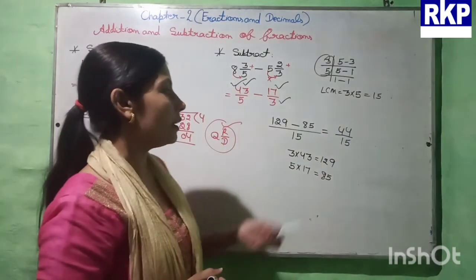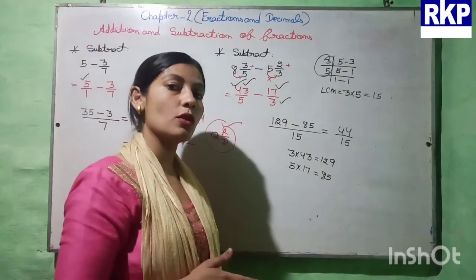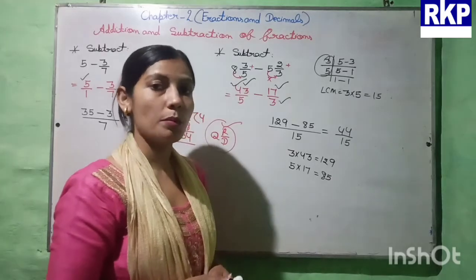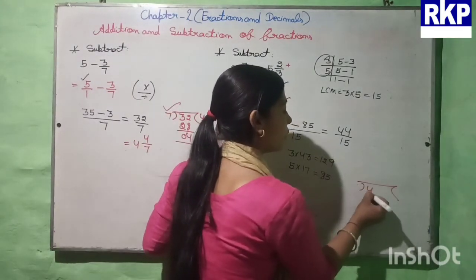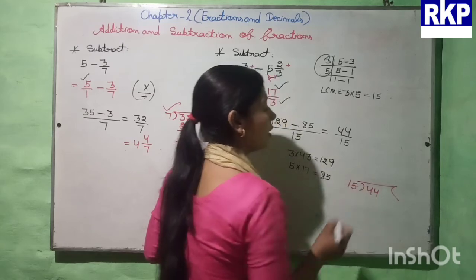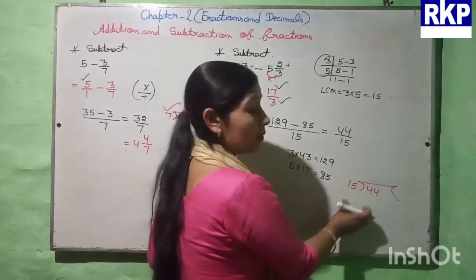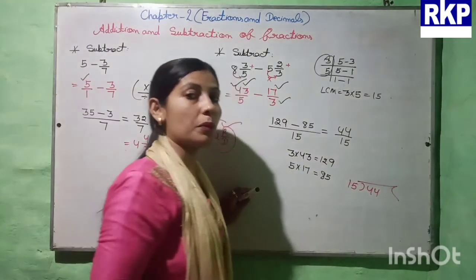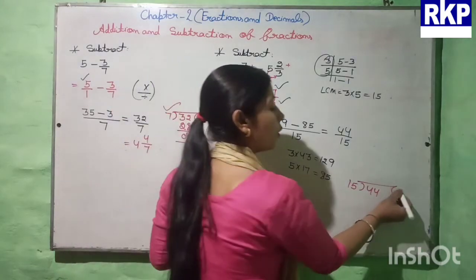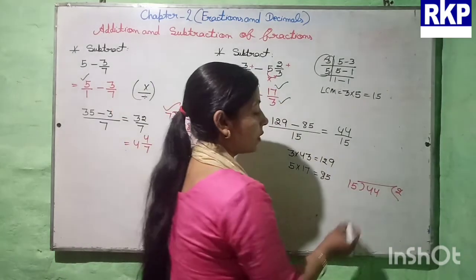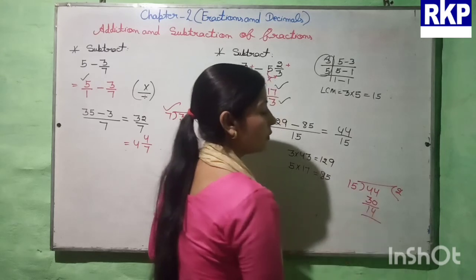Okay, and here you can see 44 by 15 is an improper fraction. So here also we need to convert it into mixed fraction. So now let us divide this also. Here 44 and here 15. Okay, now think about the table of 15. 15 ones are 15, 15 twos are 30, 15 threes are 45. 45 is greater than 44. So we will write here 2. So 15 twos are 30, and here 4 and here 1.